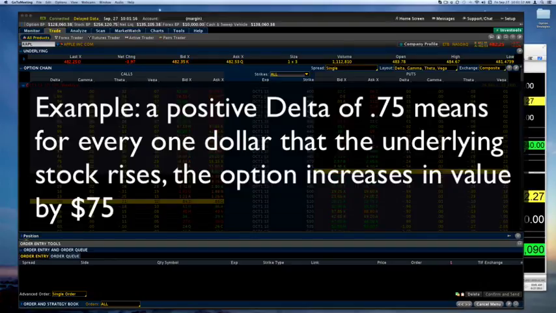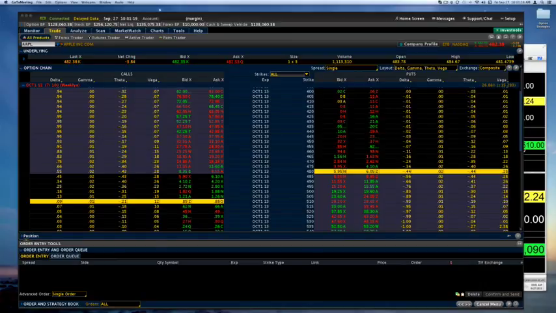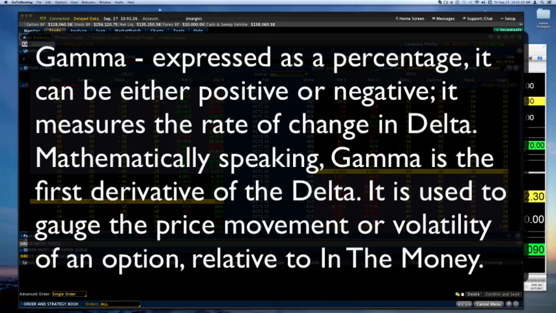All right. Now on to gamma. As I said, gamma is like the second derivative. It is a derivative of delta, where delta is velocity, gamma is like the acceleration. Gamma is expressed as a percentage, and it can either be positive or negative. And it measures the rate of change of the delta, so how fast the relationship between the option's pricing and the underlying stock is changing.